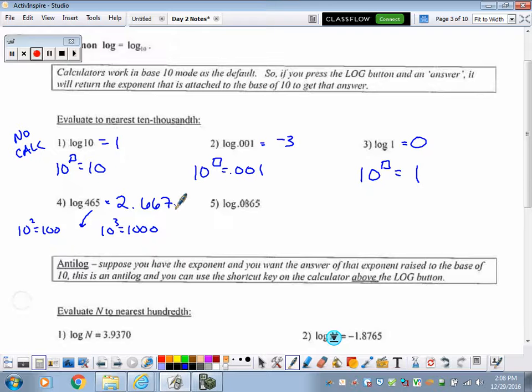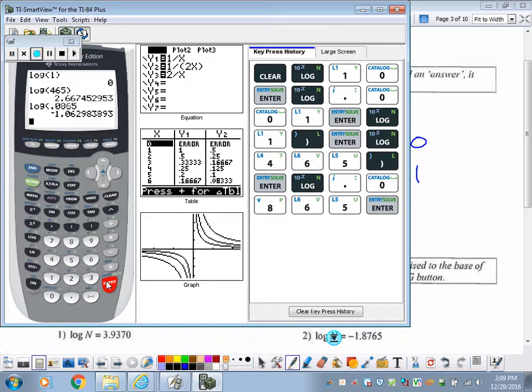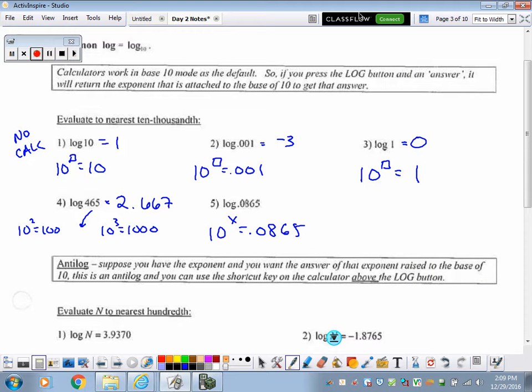Log 0.0865, and again, we want to find out 10 to the what power will give us 0.0865. And we can ask the calculator, what is log of 0.0865? And we anticipated a negative because it's going to be a fraction, just like the one right above it. So negative 1.0630. So again, notice that it's negative. Both 2 and 5 are negative because we have decimals. Those are fraction answers, so we know that's going to be flipped as to a fraction, so it's the 1 over.